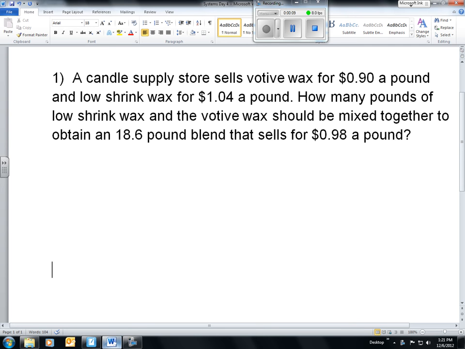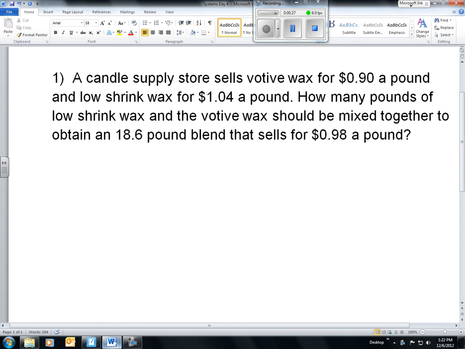The first problem says a candle supply store sells votive wax for 90 cents a pound and low shrink wax for $1.04 a pound. How many pounds of the low shrink wax and the votive wax should be mixed together to obtain an 18.6 pound blend that sells for 98 cents a pound?